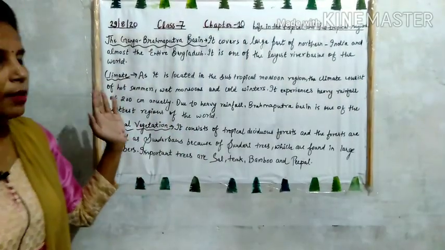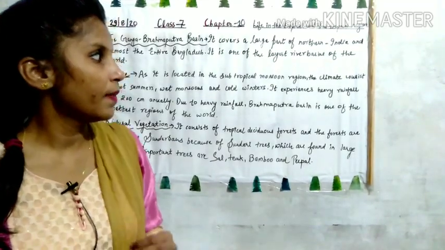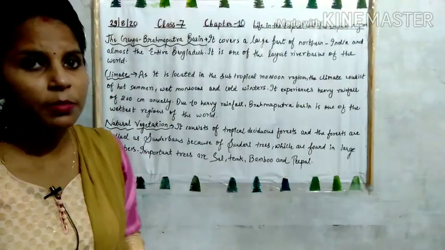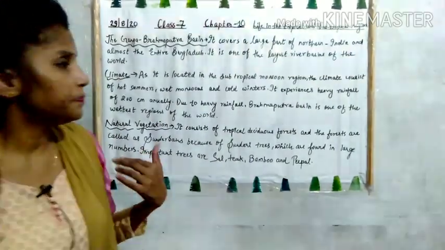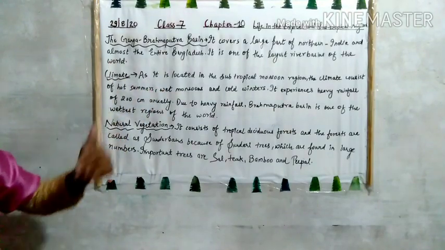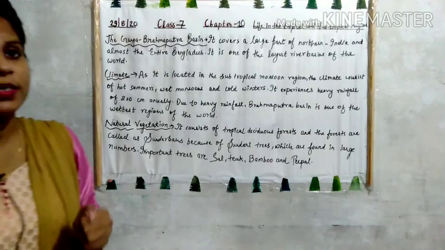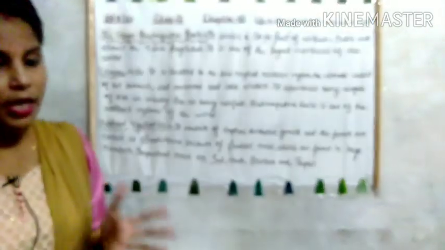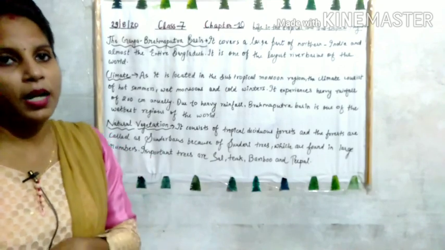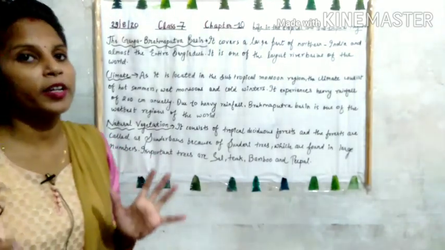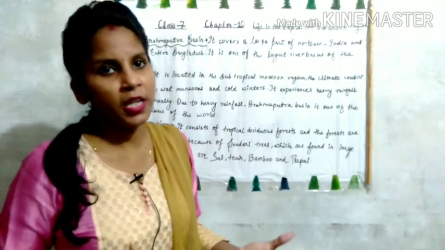Okay, now let us come to the climate. As it is located in the subtropical monsoon region, the climate consists of hot summers, wet monsoons and cold winters. As we all know that the Ganga Brahmaputra basin is located in subtropical region, so the climate is very hot in summer, then wet monsoons when rainy season comes, then there is a good amount of rainfall and very cold winters, as we experience the same climate in northern India.